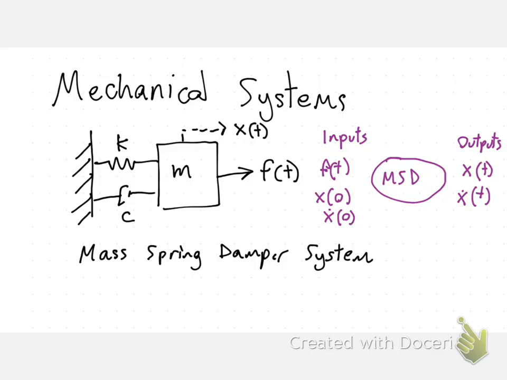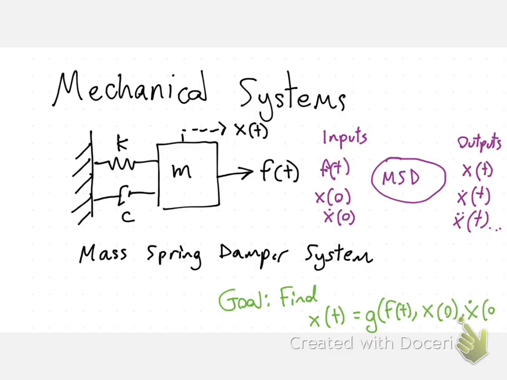And our outputs would be our position or our velocity, or we could do acceleration, or we could do the second derivative at any point. If we have x of t, we can find all of those things. So what we want to find is how is position a function of the input force and our initial conditions, starting position and starting velocity? Because once we have that, then we could figure out anything that's going on with the system based off of those initial conditions and any input forces.